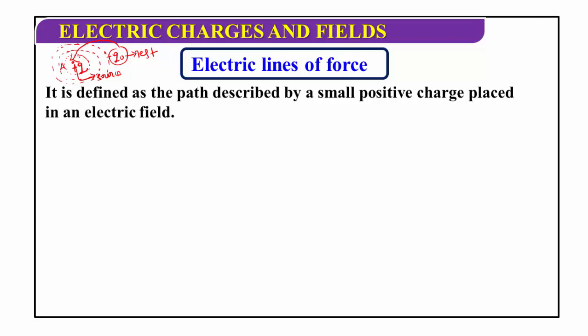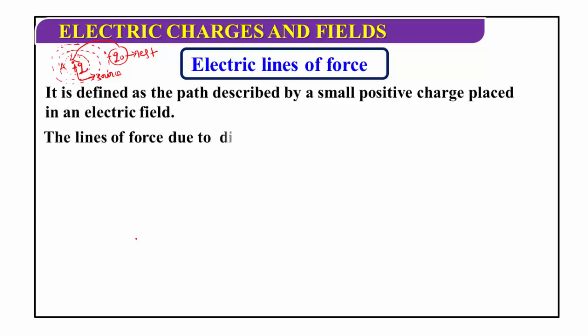They are imaginary lines. This is a simple concept, but you should concentrate a little while listening. Then only you get the main concept of electric field lines. Electric field lines are imaginary lines or an imaginary path along which a free unit positive charge tends to move. Wherever a unit positive charge moves, that path we call electric field lines, or it is also defined as the path described by a small positive charge placed in an electric field. It has certain properties. What properties does it have?